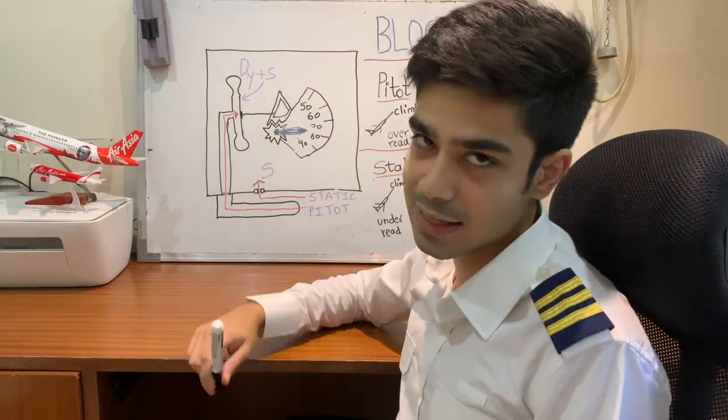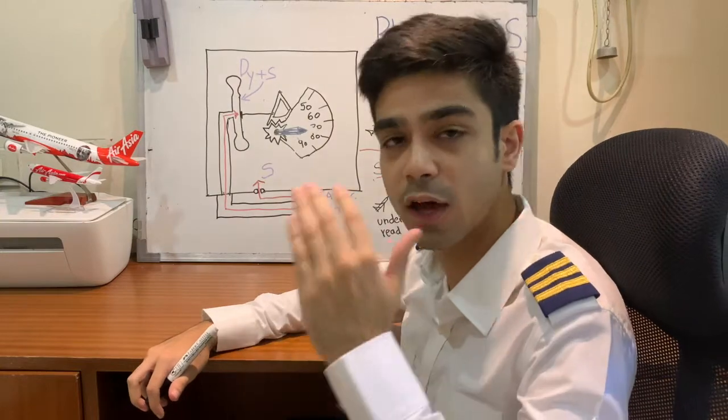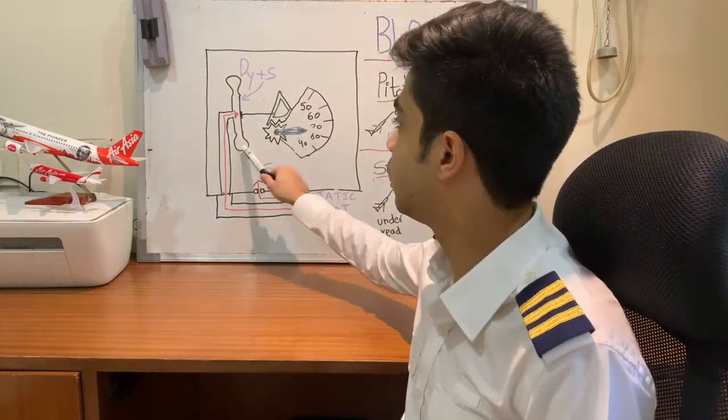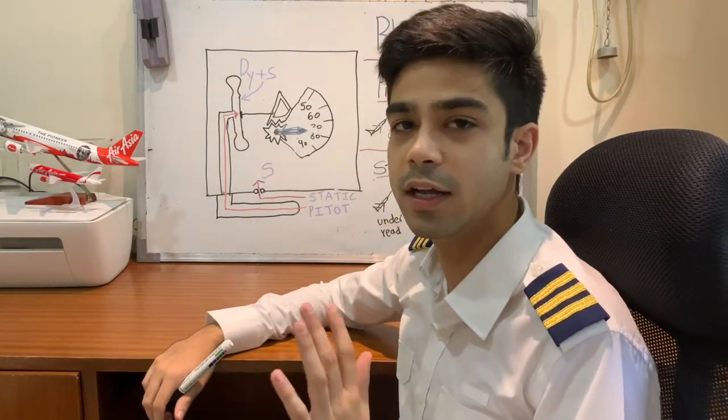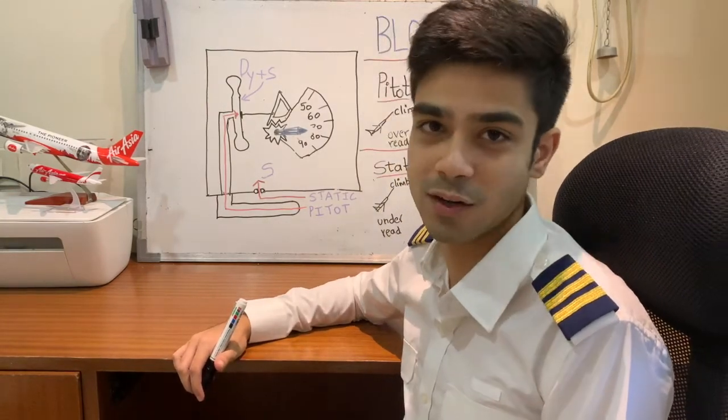In a descent, the exact opposite happens. This is surrounded by thinner air, by air pressure of a higher altitude, which will be a lesser pressure. Therefore, this will expand much more than it ideally should. Therefore, you're going to get an over indication. That's basically how the blockages work.